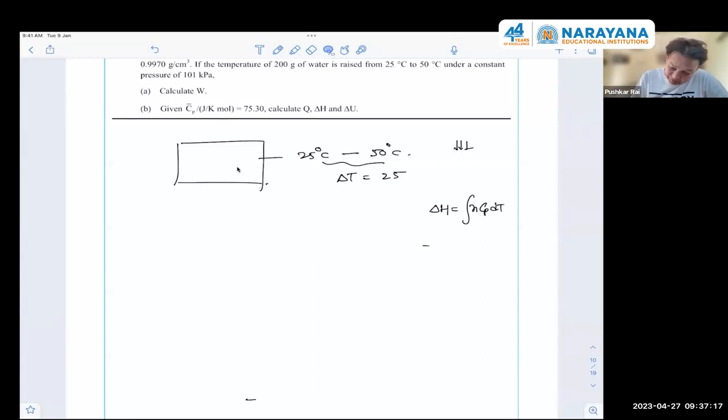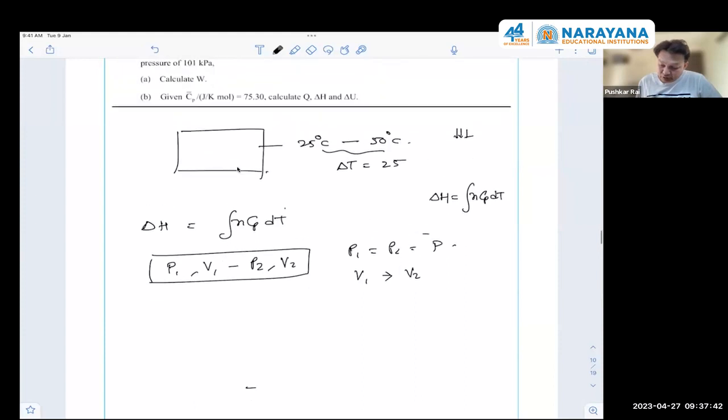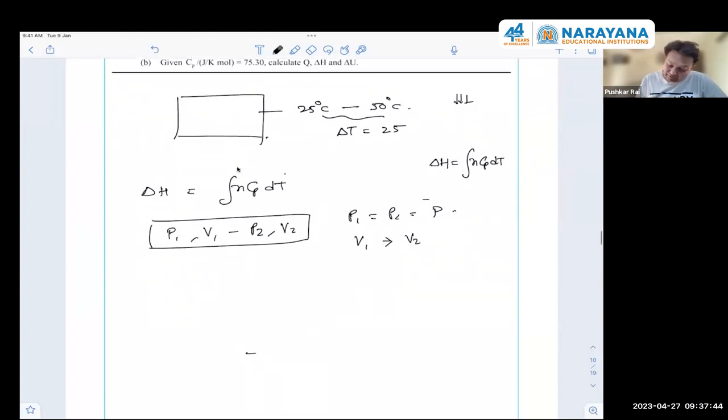You said that we can calculate delta H. Very good. It will be more fun if you are interactive. Delta H we can get from n Cp delta T. Now you are saying we can get P1, V1, P2, V2. How to get them? Suppose P1 is equal to P2 is equal to P, this is also given. What about V1 and V2? How to get this? Alpha is given.